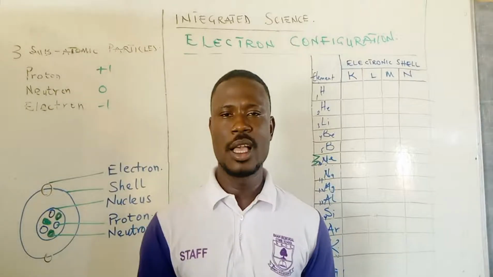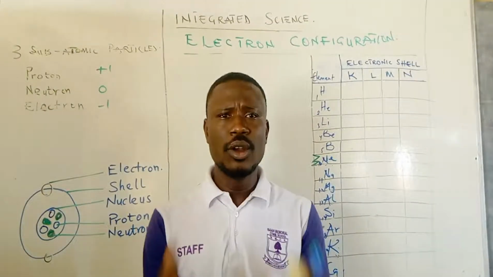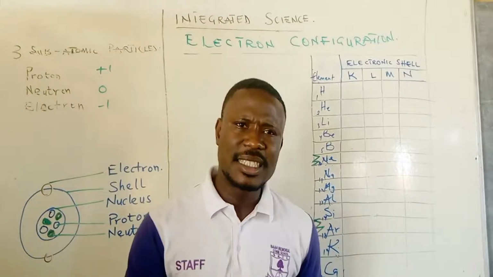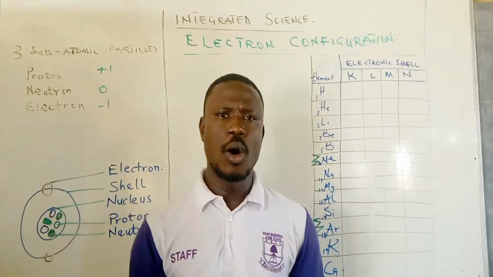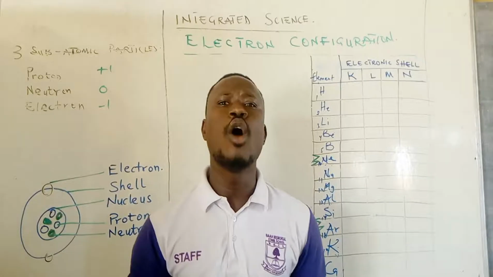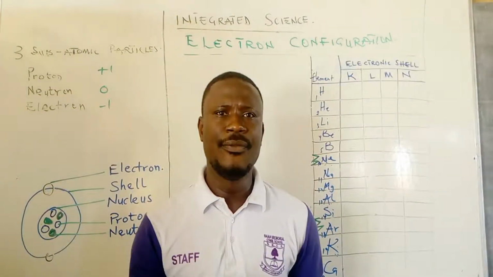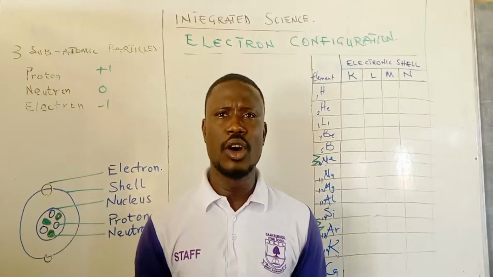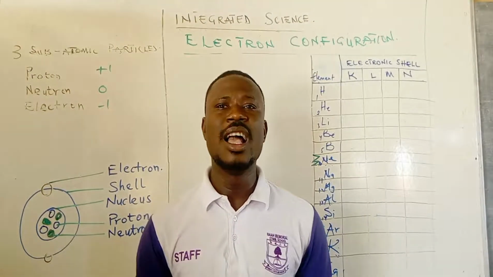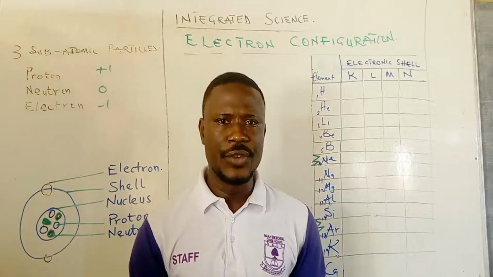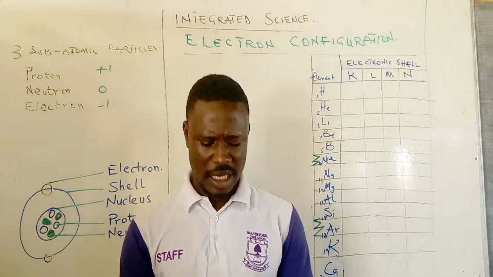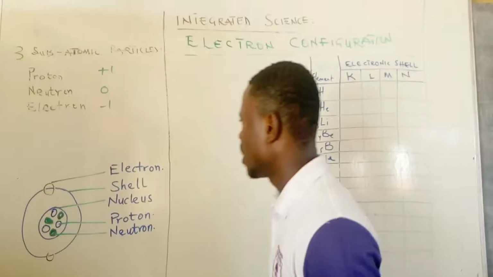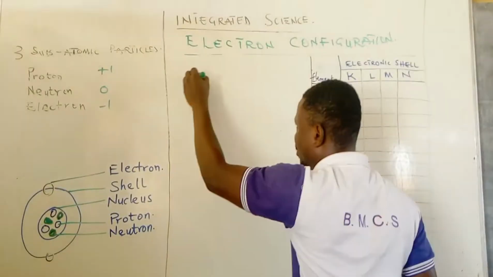Now, looking at this number of electrons, we must carefully arrange them on its path or on its orbit, and following guidelines to be able to arrange the electrons on the orbit is what we call electronic configuration. These electrons are arranged on shells or orbits.